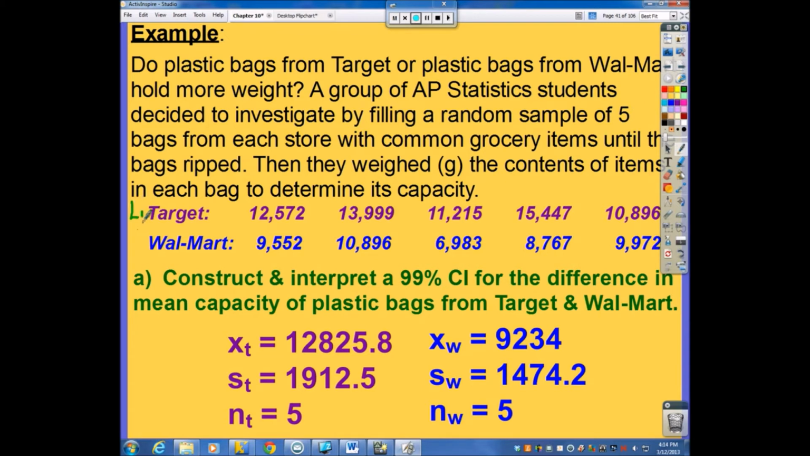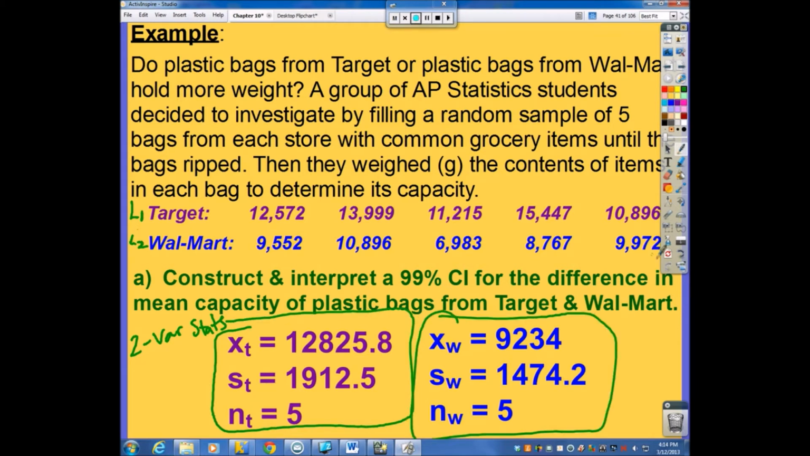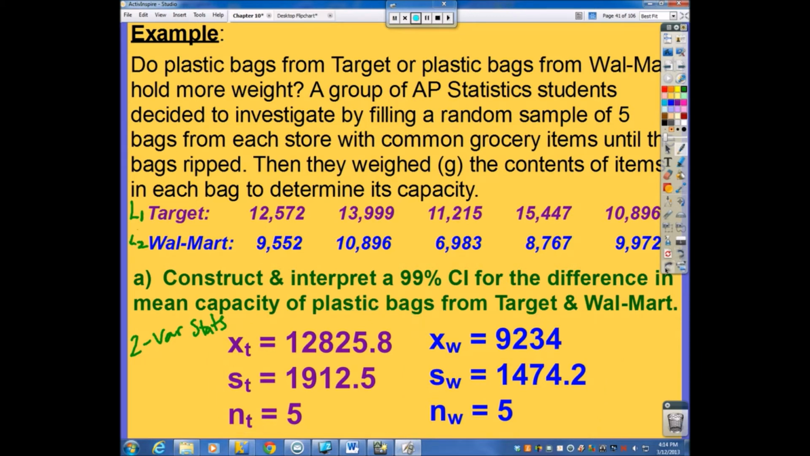Really what I did is I put my Target numbers into list 1 and my Walmart numbers into list 2. And then I did some one variable statistics for list 1 and for list 2. Actually, you can do 2 variable statistics, which is right below 1 variable statistics. And first it will give you all of your Target information. And then if you keep scrolling down, it gives you all your Walmart information. So you could do that instead of doing 1 variable statistics twice.